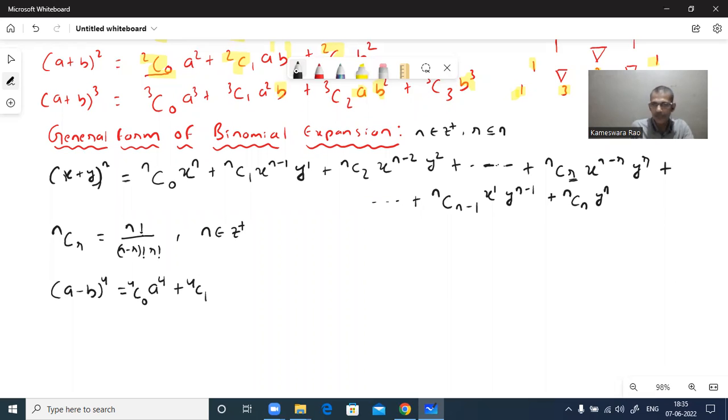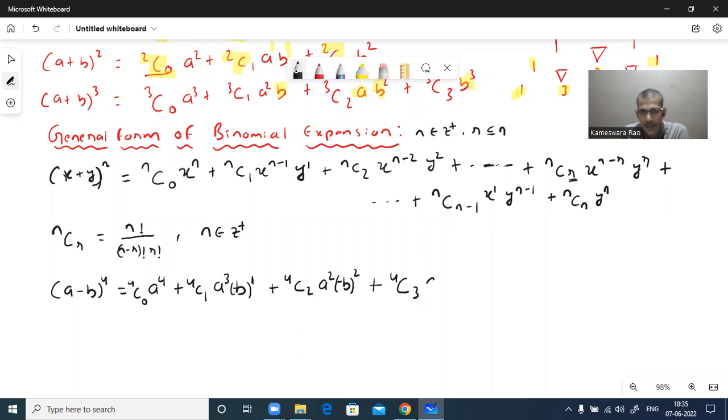4C1 is the second coefficient, and the index of A will reduce by 1. B will start; here minus B is there, minus B whole power 1. The third term will be 4C2. A will reduce by 1 and minus B, its index will increase by 1 only, sorry, by 2. Next, the fourth term, 4C3.